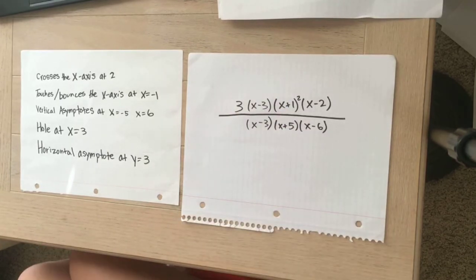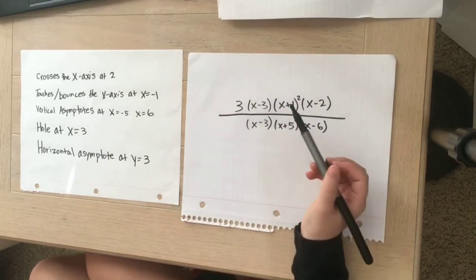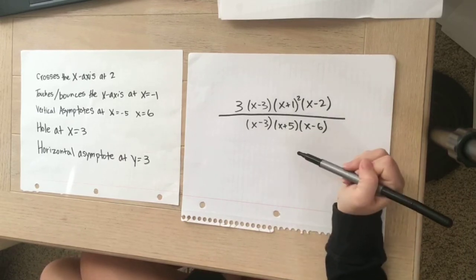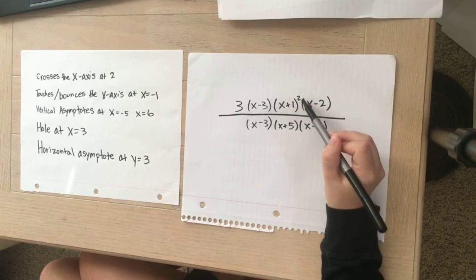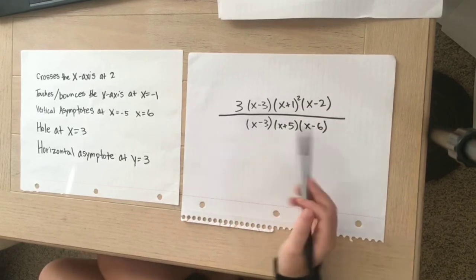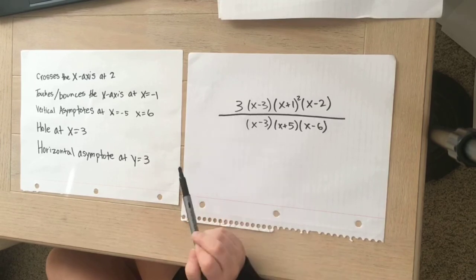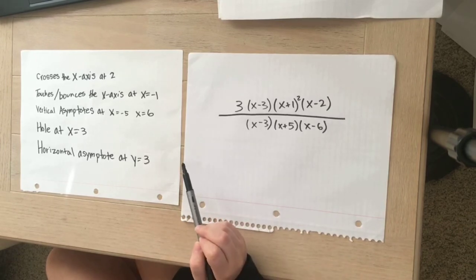So for the horizontal asymptote, we want the highest degree to be the same on the top and the bottom, but right now the highest is x plus 1 squared. And so that's bigger on top, and we can't have that. We need them to be the same so that when we divide, it's 3. That is the horizontal asymptote.